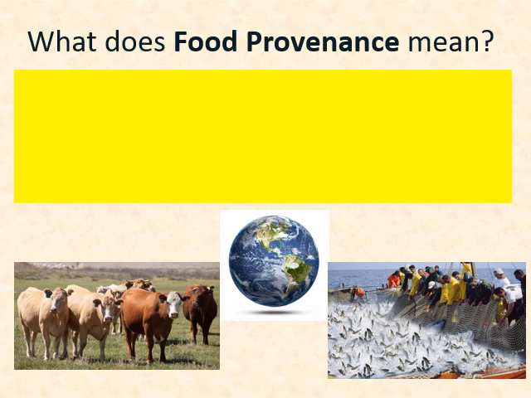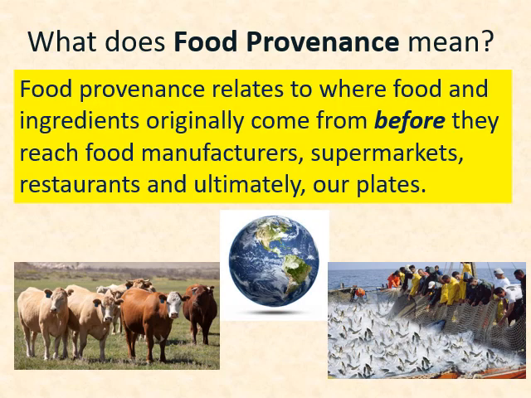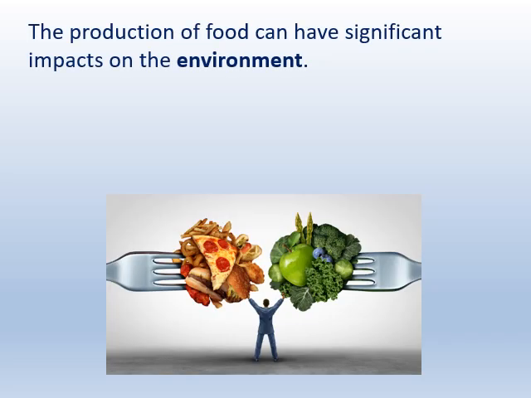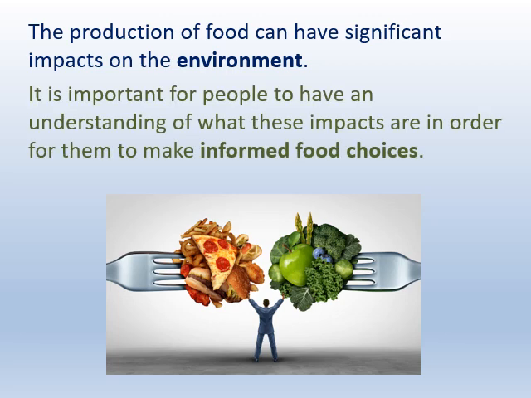So what does food provenance mean? It means that basically it relates to where food and ingredients originally come from. So where has our food come from before it reaches food manufacturers, supermarkets, restaurants, and ultimately our plates and the food room, if you like. The production of food can have a significant impact on the environment, and it's important for people to have an understanding of what these impacts are in order for them to make informed food choices.